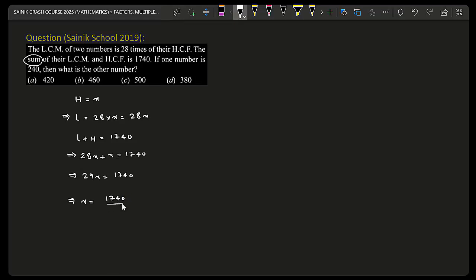Yes, sir. Mayuk, if you divide, which number did you get? 60. 29 sixes are 174 and 0. So that will be 60. We got the x value 60. But now they are asking: one number is given as 240 and we should find the other number. How can we do that?